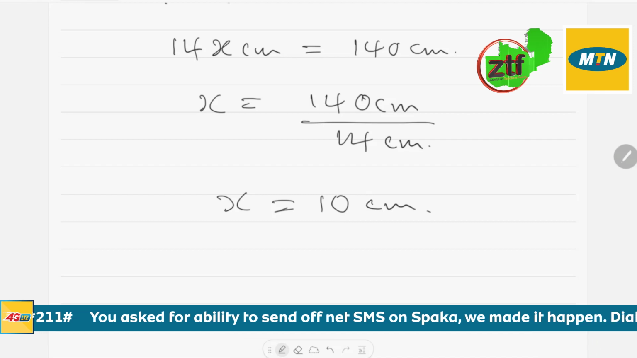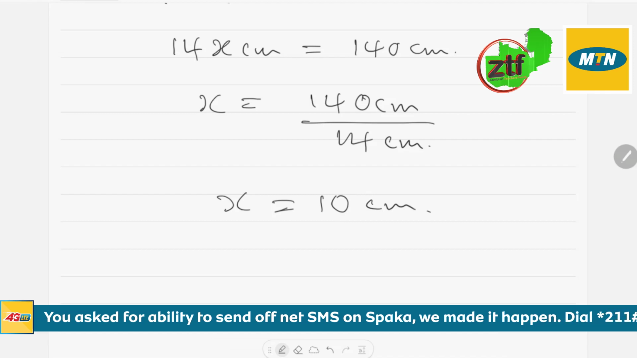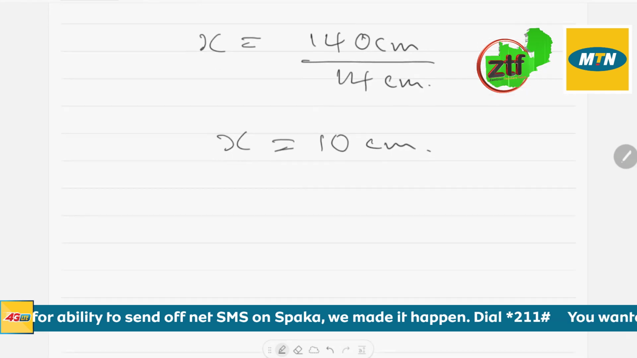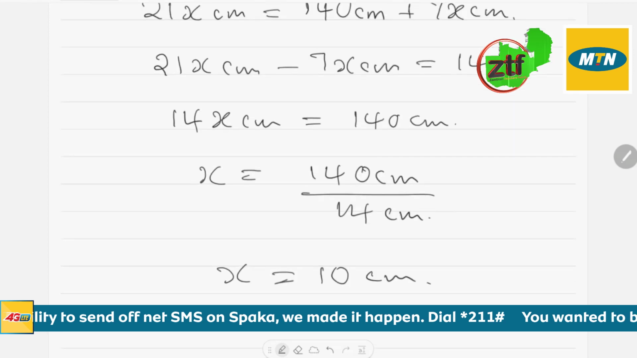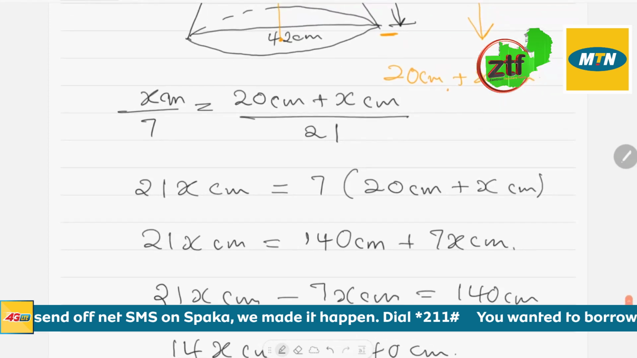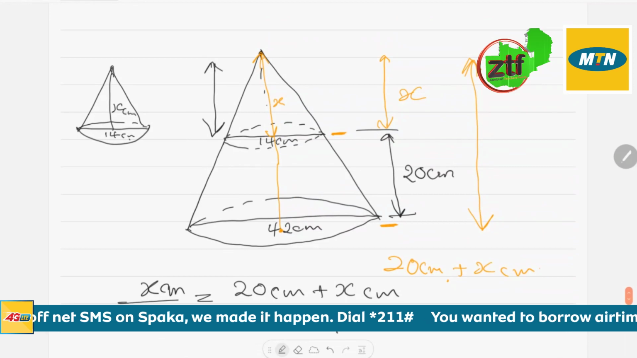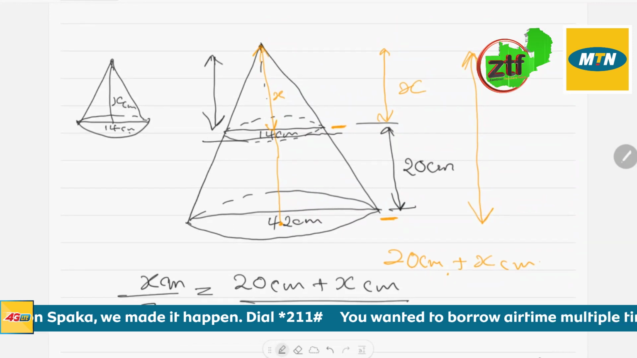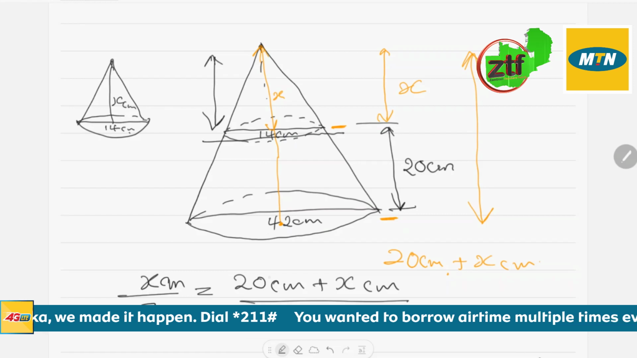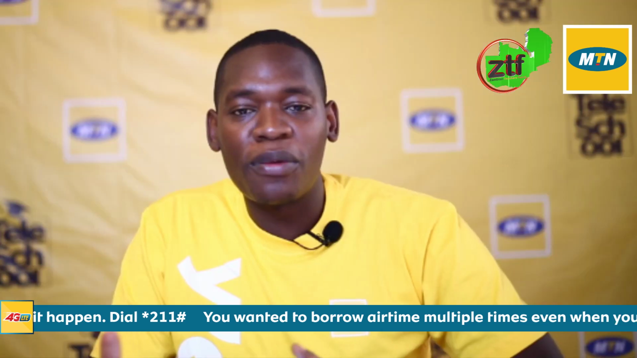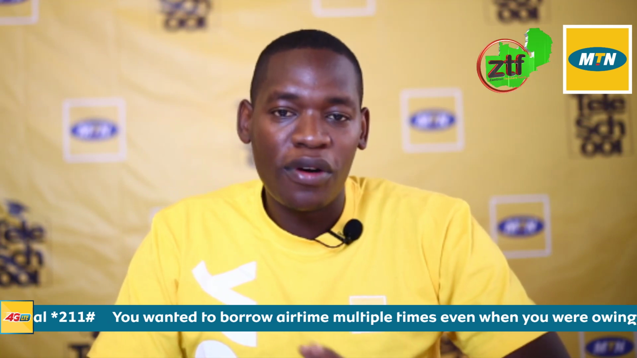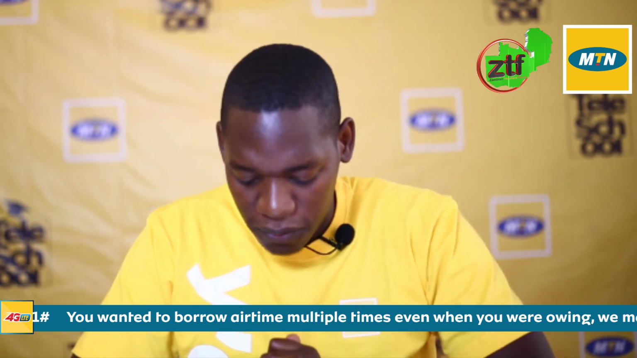Now that we have the value of x, which is 10 centimeters, for us to find the volume of a frustum, first of all, we need to find the volume of the smaller cone, which is the upper part. Then we find the volume of the full cone. Then subtract the volume of the smaller cone from the volume of the full cone. Then we can find the volume of the frustum of a cone.